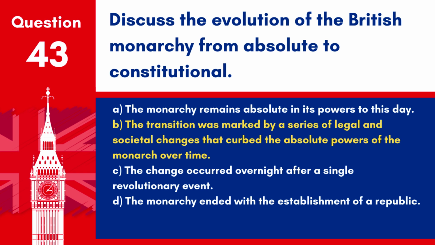Answer. B. The transition was marked by a series of legal and societal changes that curbed the absolute powers of the monarch over time. This evolution reflects the gradual shift in the UK, where the monarch's role became largely ceremonial, with the real governing power resting in the elected Parliament.